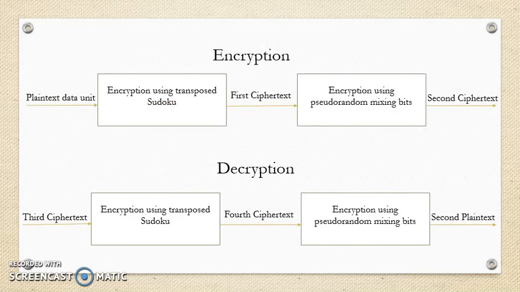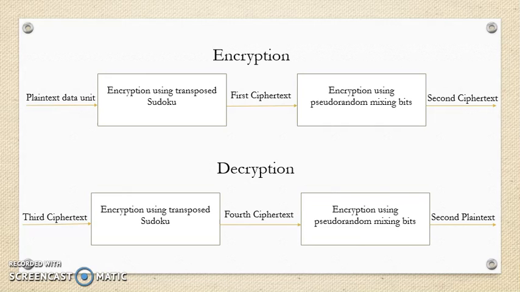A method of securing data includes receiving a plaintext data unit, encrypting it with a transposed Sudoku to form a first ciphertext. Further, encrypting this first ciphertext with pseudorandom mixing bits gives us a second ciphertext, which is outputted using the data selector. The data selector essentially gives out a cipher bit, which is XORed with plaintext to form the ciphertext. Another method is that of decrypting the ciphertext.